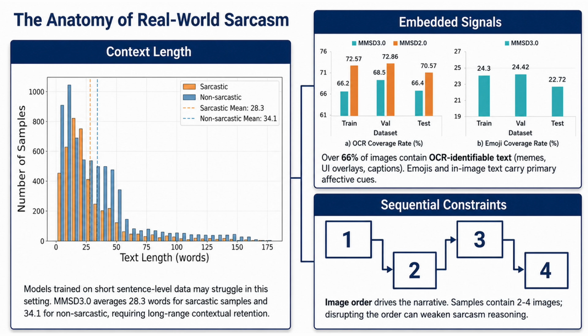First, the text is longer and more contextual, which makes the task closer to document-level understanding rather than short-sentence classification. Second, many images contain embedded text, such as memes or screenshots, so OCR becomes an important signal. Third, image order matters. Some posts form a sequence, where disrupting the order can weaken sarcasm reasoning. Therefore, this benchmark requires models to reason over context length, embedded signals, and sequential multi-image structure.